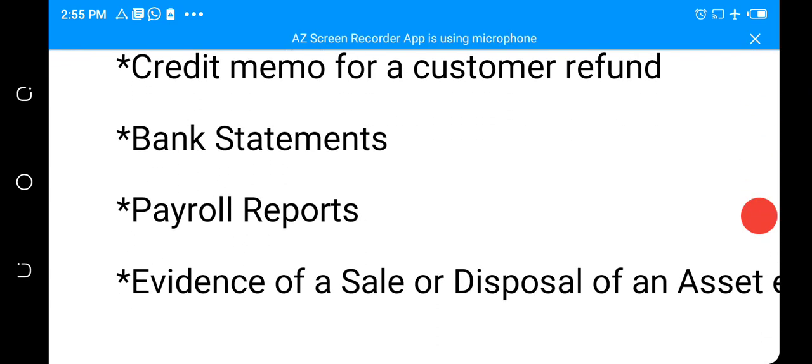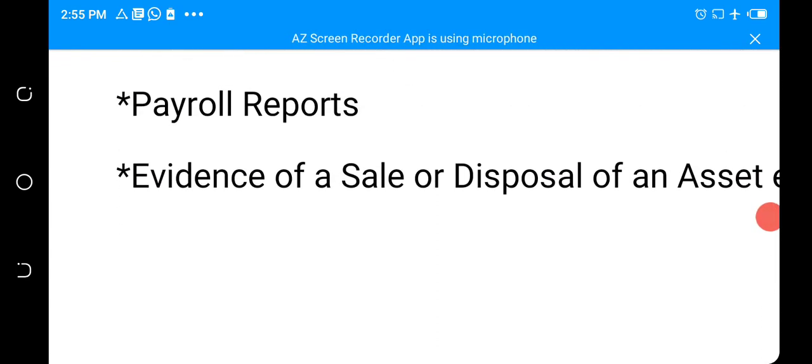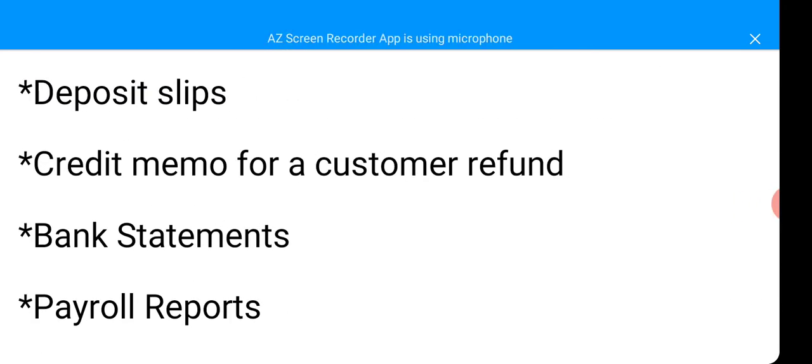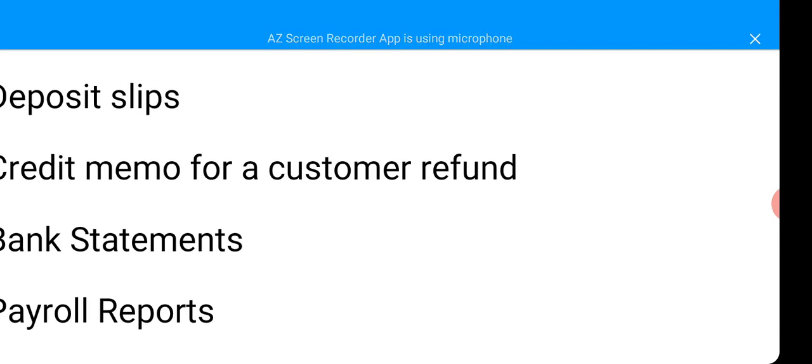So this is where we are going to stop today. By the next class, at our next meeting, we shall be looking at the source documents one after the other.